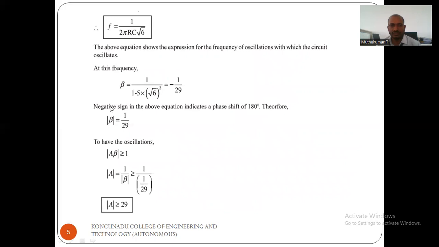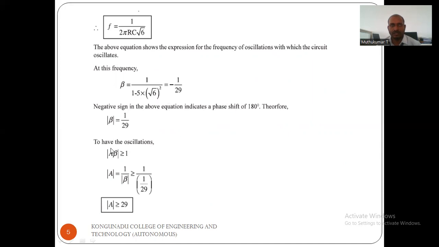At this frequency, the beta value is equal to 1 divided by 1 minus 5 into root 6 square. So that's equal to minus 1 divided by 29. This negative sign indicates a phase shift of 180 degrees. So the magnitude of beta is equal to 1 by 29.